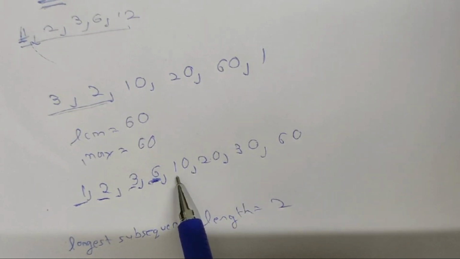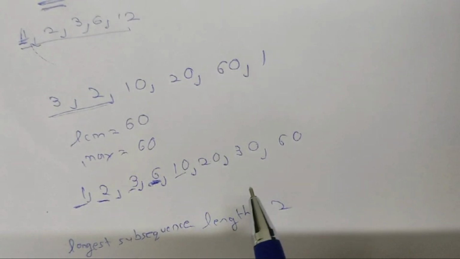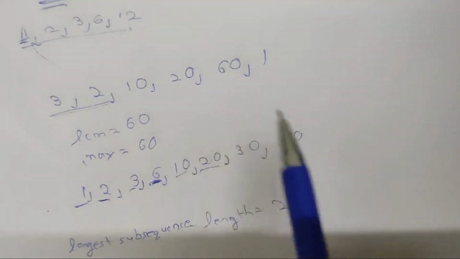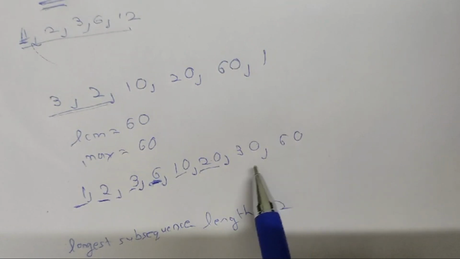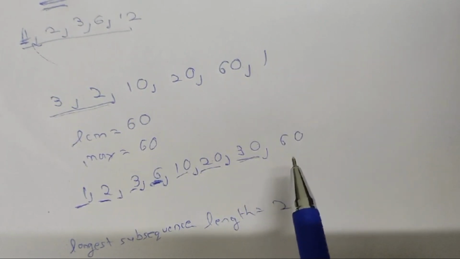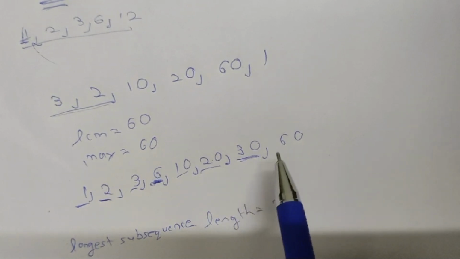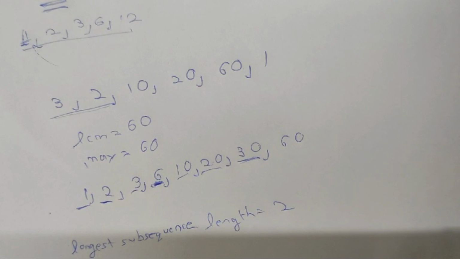Then we see whether 10 is present in the array. 10 is present in the array, so no need of considering that. Check whether 20 is present in the array. 20 is present in the array, so no need of considering that. Then we check whether 30 is present in the array. 30 is not present in the array. Since 30 is not present in the array, we will check whether we can form 30 with some of the elements.